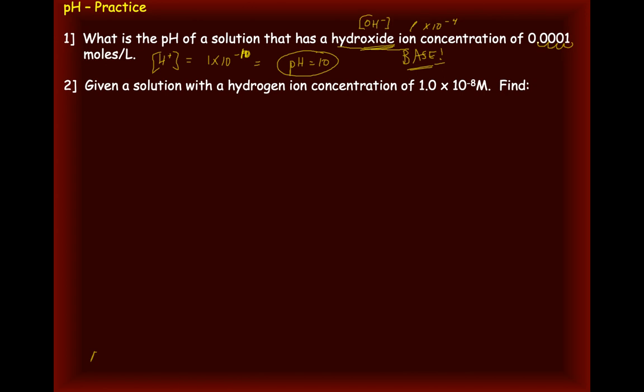So given a solution with a hydrogen ion concentration, again, that would be acid. You may want to make sure you know that, of 1 times 10 to the minus 8. Because this is the acid and this is the H plus, we can just take that as the pH. The pH would be 8 in that case. If the H plus concentration is 1 times 10 to the minus 8, then the OH minus concentration must be 1 times 10 to the whatever makes 14. So that would be 6, right? So that would be 1 times 10 to the minus 6.